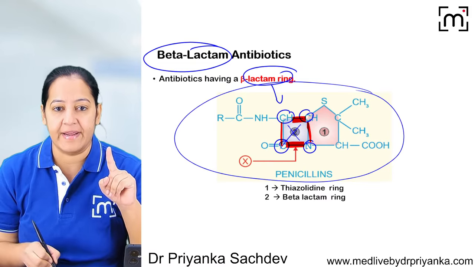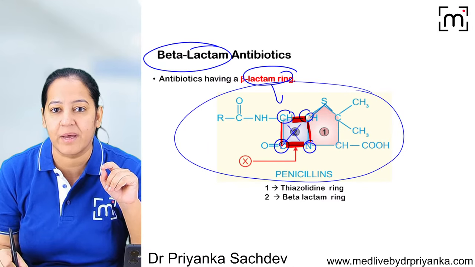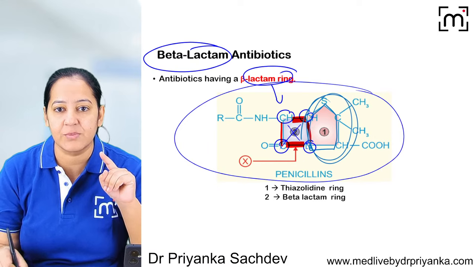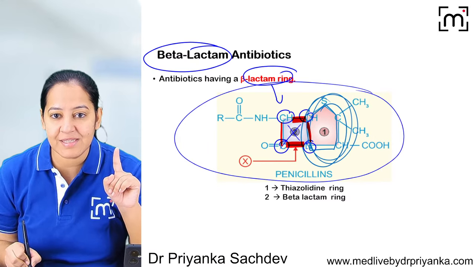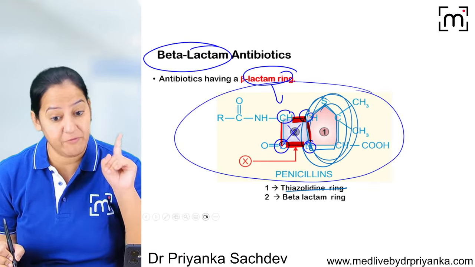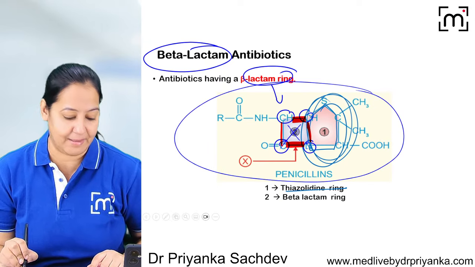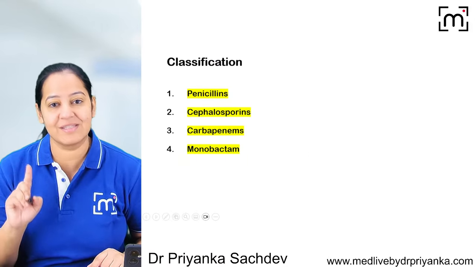Now there is one more ring. In this diagram, you can see one more ring, which is a 5-sided ring. Can you see this one? This is not the beta-lactam. This is the thiazolidine ring, but this is not responsible for antibiotic activity. The beta-lactam ring is responsible, and you can get an image-based question on that. That's why I'm insisting, please learn that. Got my point?